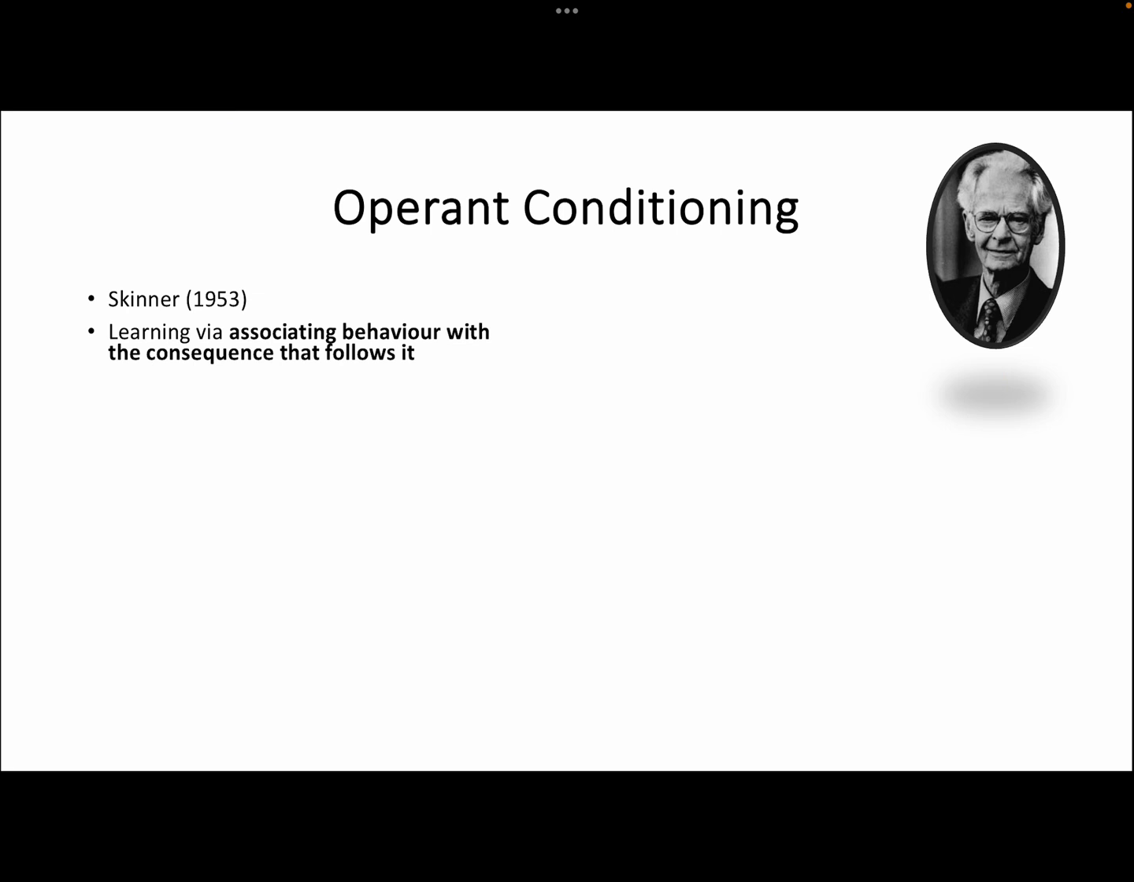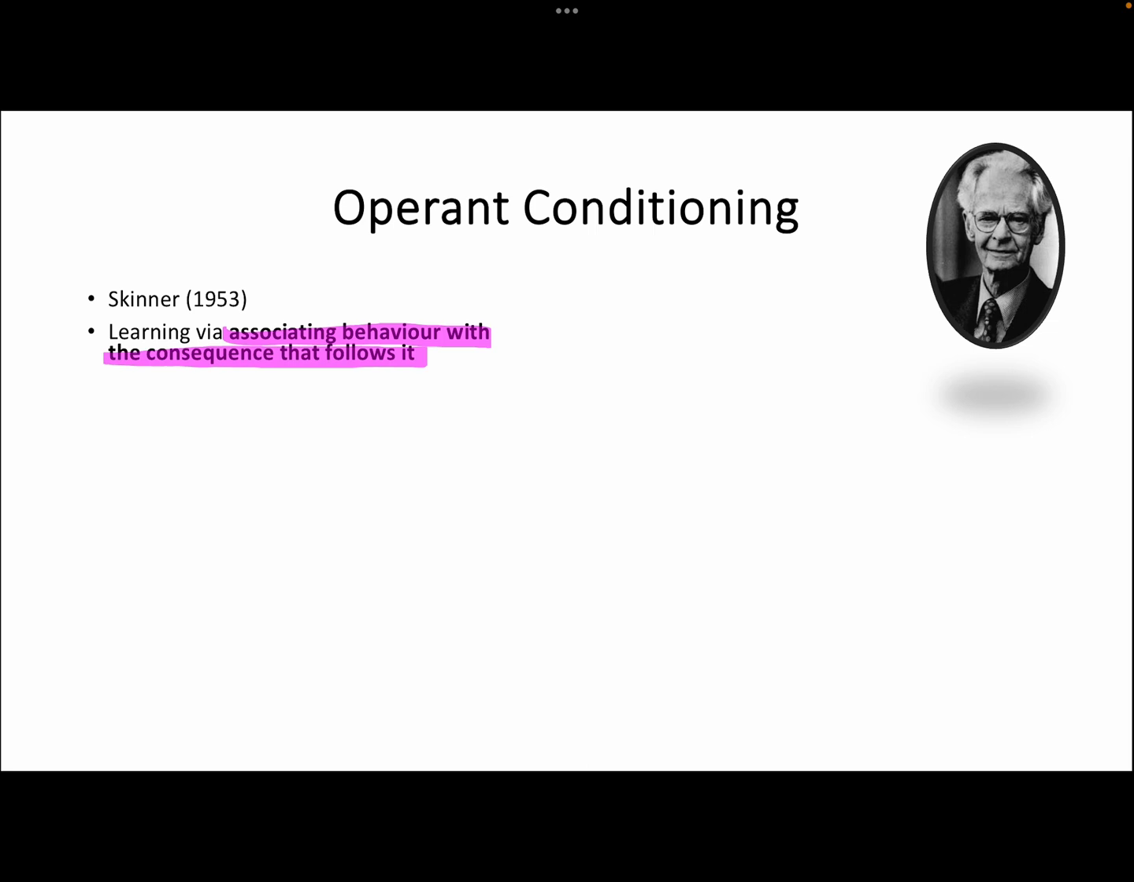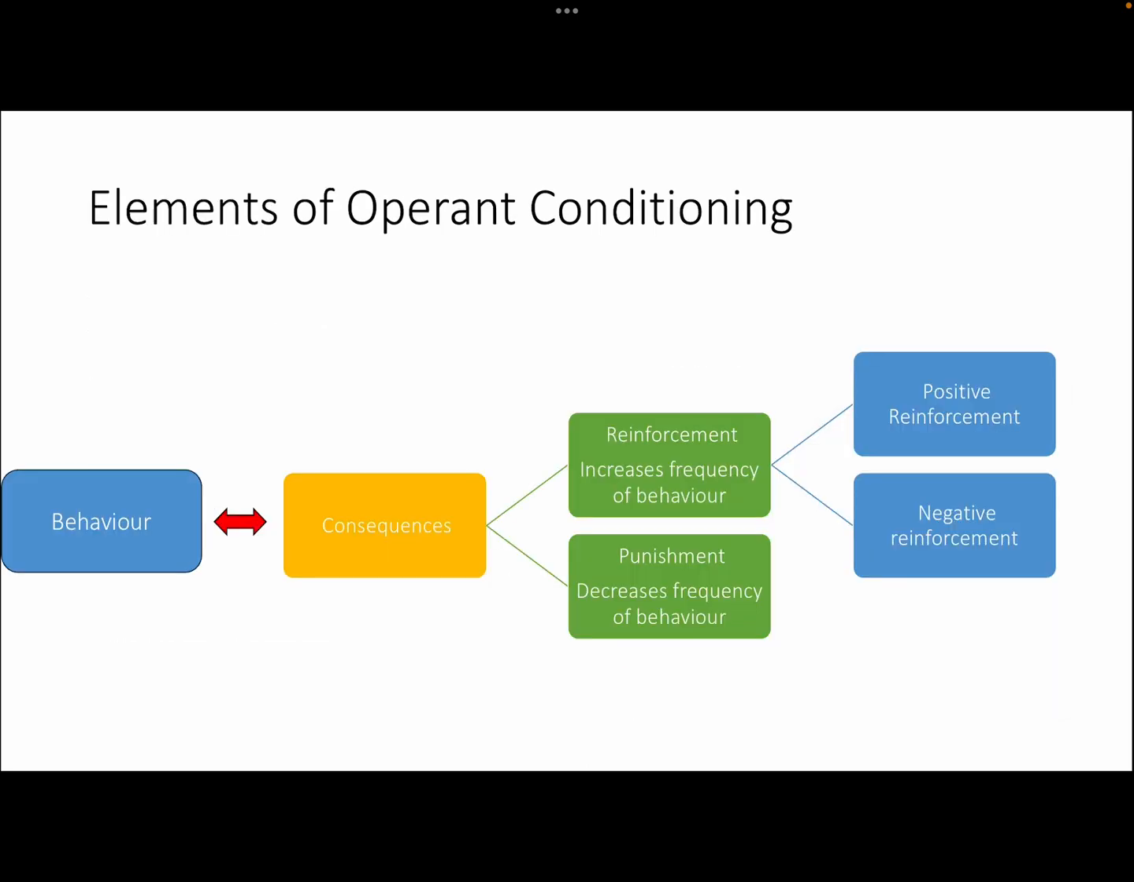And he believed that learning occurs via associating behavior with the consequence that follows it. So this is still learning via association, but this is not associating two stimuli in the case of classical conditioning. This is associating the behavior with a consequence that follows it. So I'm just going to skip to the next slide at this point, and we'll come back just to talk about what we mean by this.